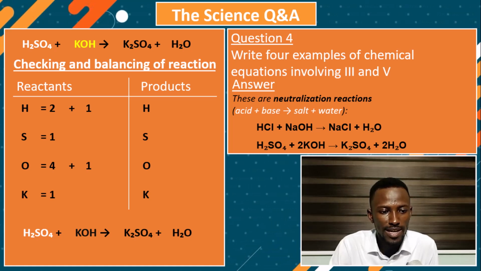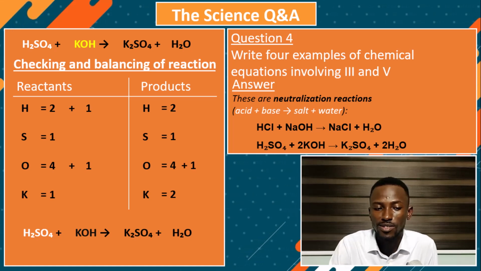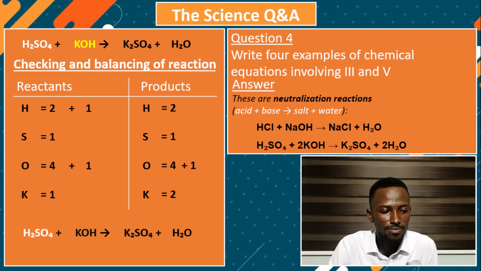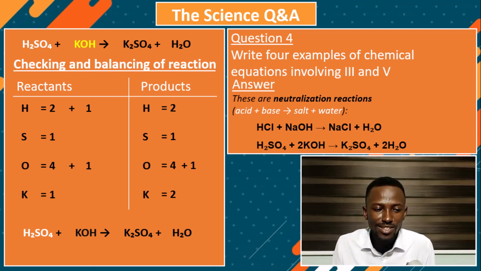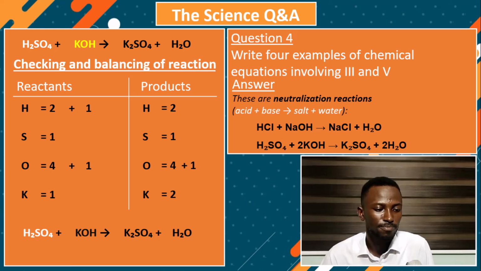Now let's move on to the product side. For the product side, these are the quantities we have: hydrogen 2, sulfur 1, oxygen 4 plus 1, potassium 2. I think you should know why we wrote the numbers that way. Now let's cross-check and see if this chemical reaction is balanced or not.